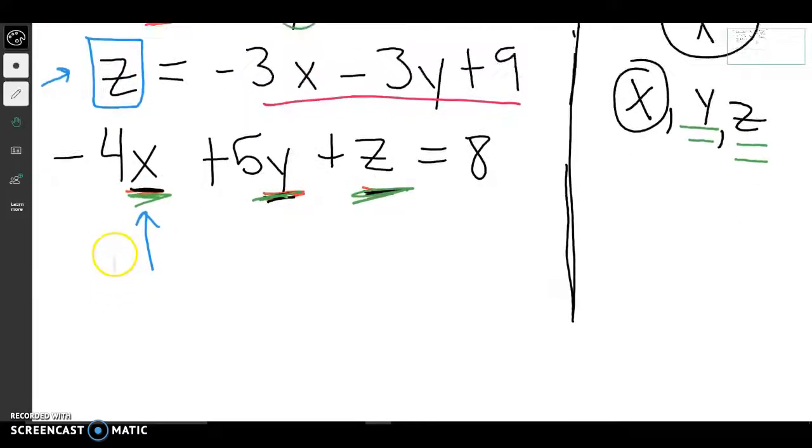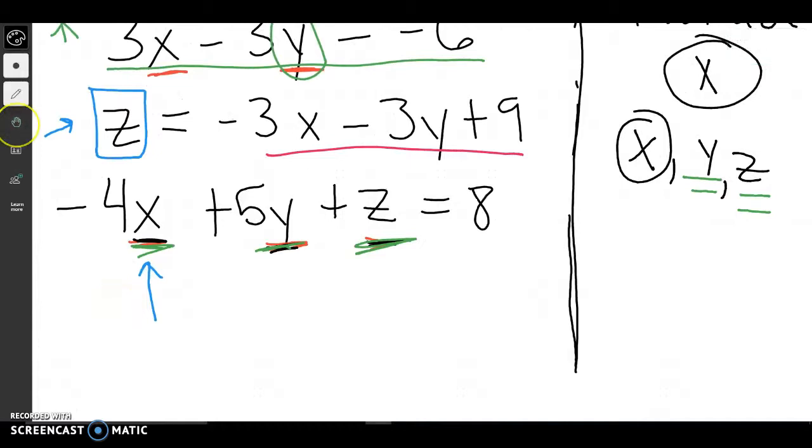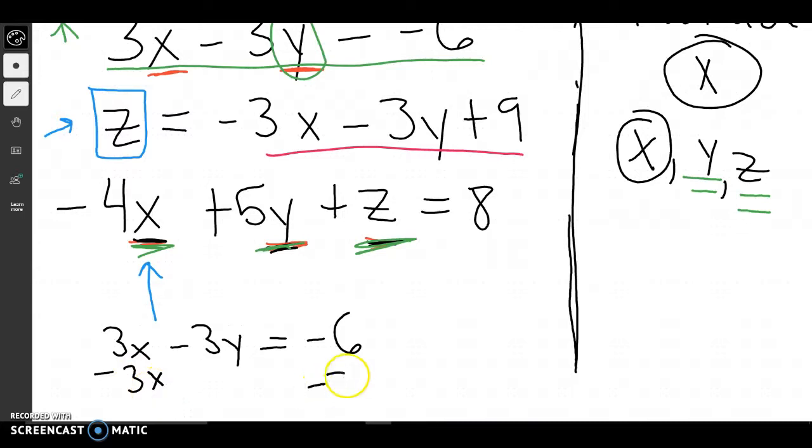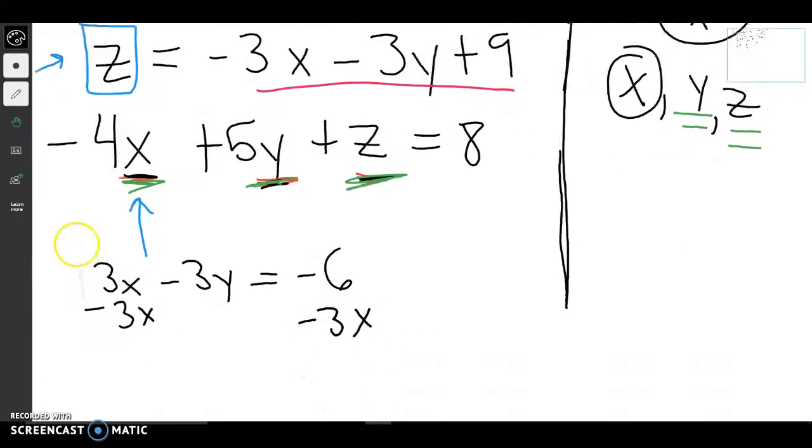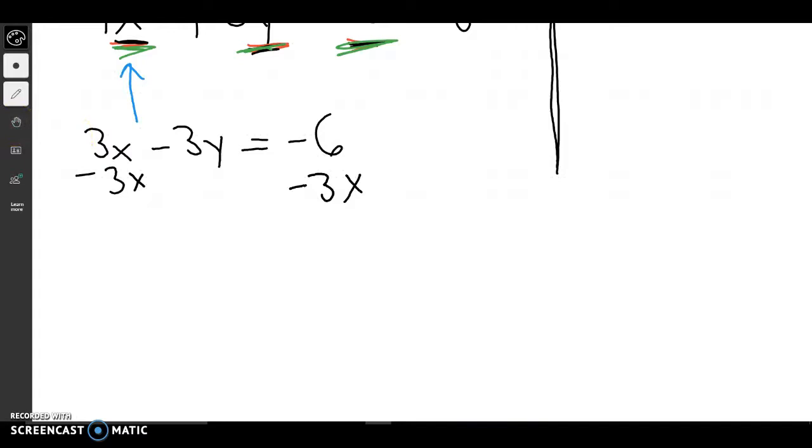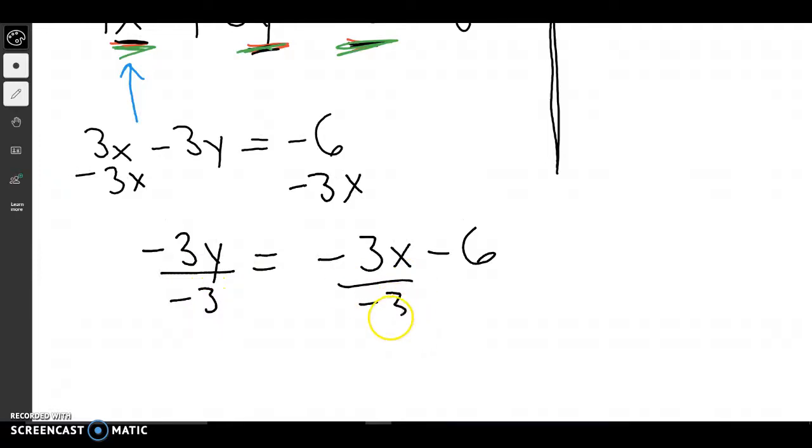So move this down just a little bit. I have 3x minus 3y is equal to negative 6. Subtract 3x, subtract 3x. That'll give me negative 3y is equal to negative 3x minus 6. Divide by negative 3, divide by negative 3, divide by negative 3. Y equals x plus 2.